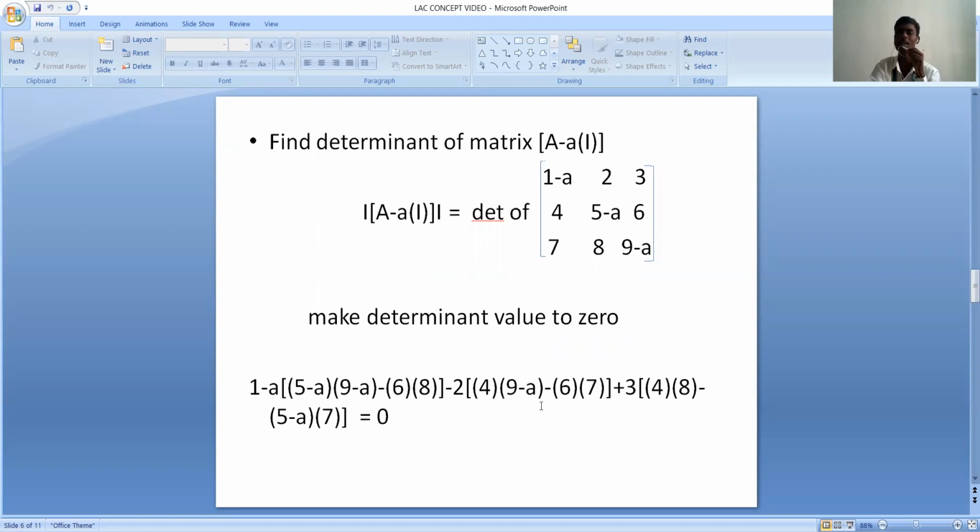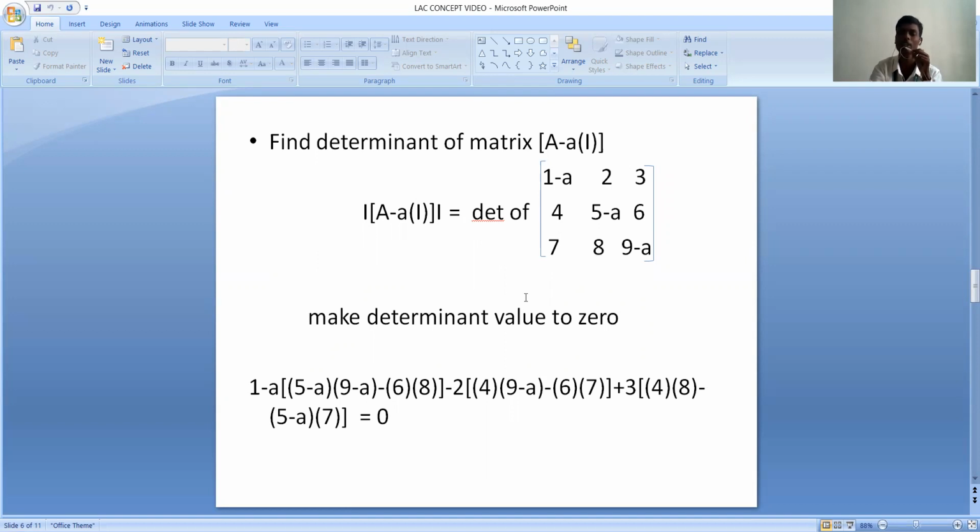Find the determinant of the matrix, because only by taking the determinant can we obtain an equation. Otherwise, we get a matrix form. By taking the determinant, we get an equation, and by solving the equation, we can find the eigenvalues. The determinant symbol is this. Det of A minus small a into I is the determinant. The first row contains 1 minus a, 2, 3. The second row contains 4, 5 minus a, 6. The third row contains 7, 8, 9 minus a.